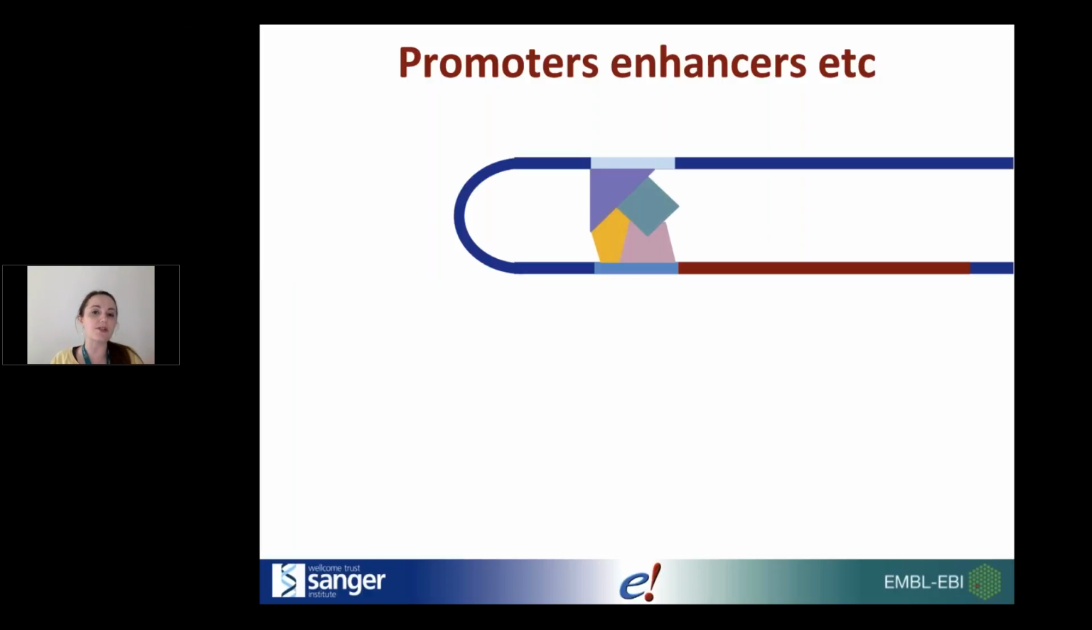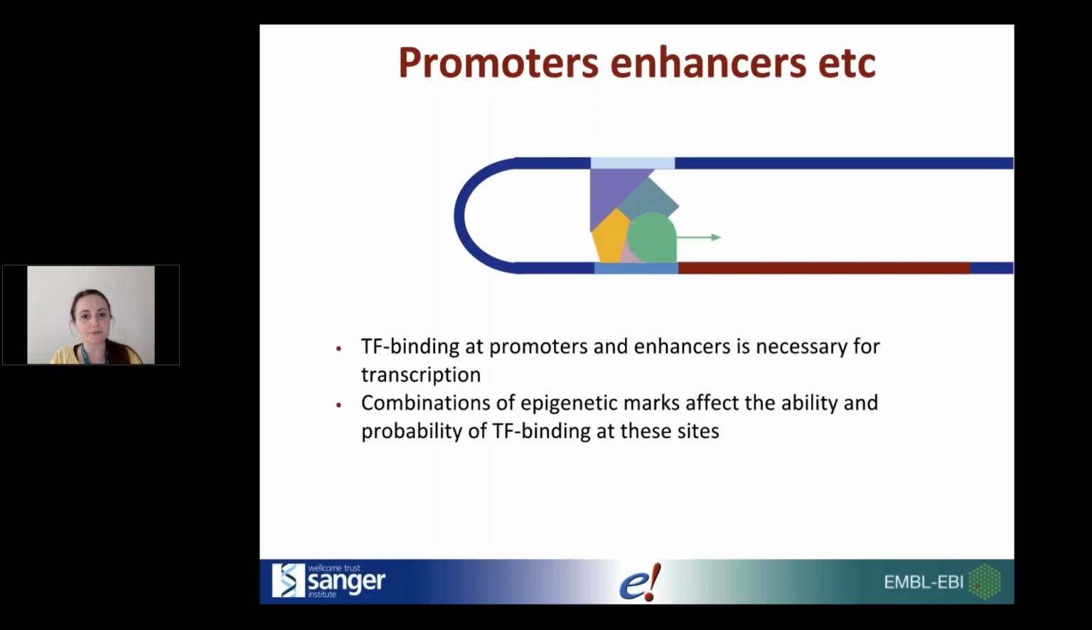And it's believed that these two regions of the genome physically are brought together because DNA is this flexible polymer, that the two regions are brought close to each other, transcription factors all work together, and only then can we have this RNA polymerase binding. So transcription factors are absolutely necessary for transcription, and combinations of epigenetic marks can affect the ability and probability of transcription factor binding at these particular sites.